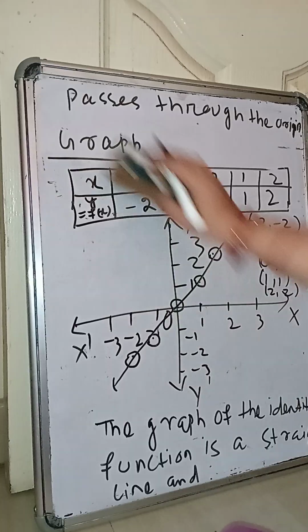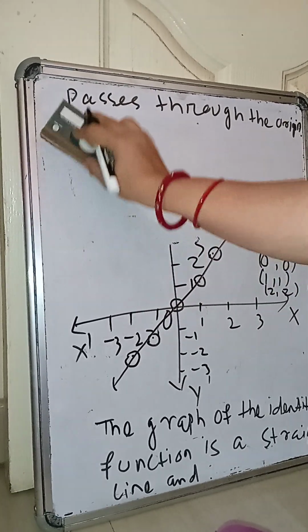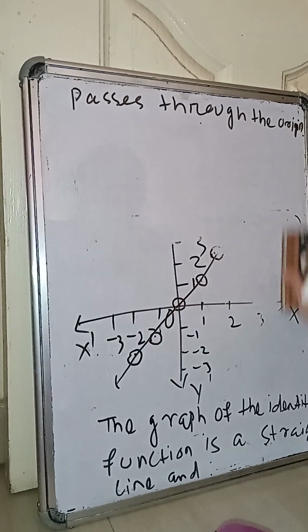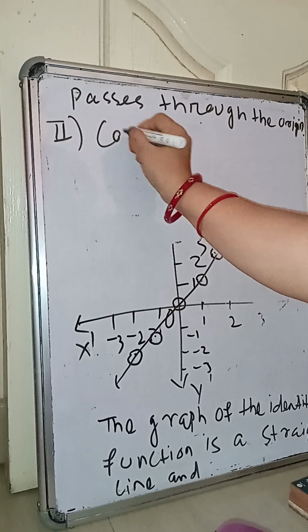Now similarly, let us consider another function, the second type. The first function we considered is the identity function, then the second function is the constant function.